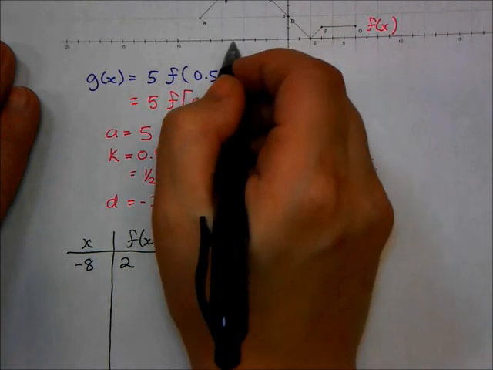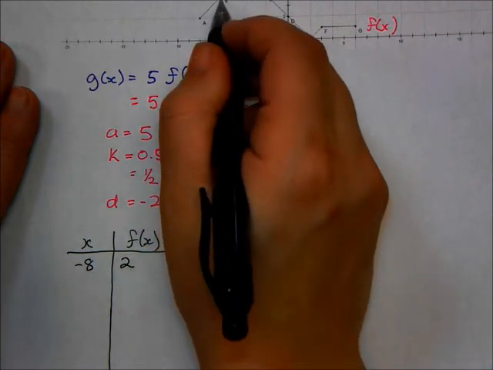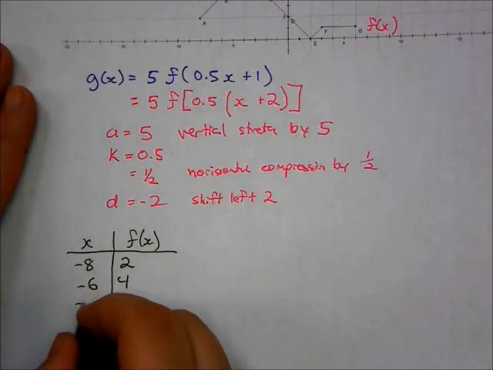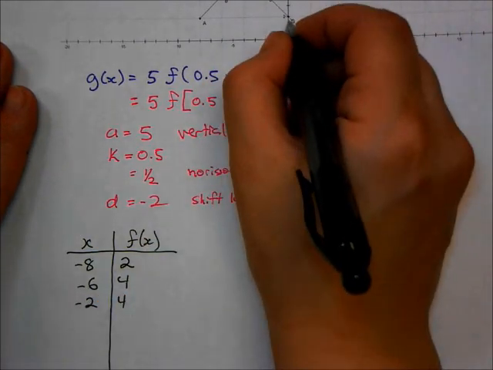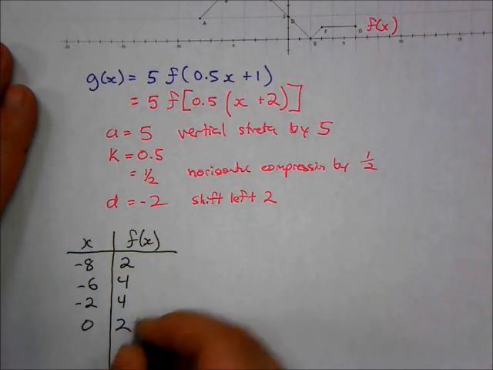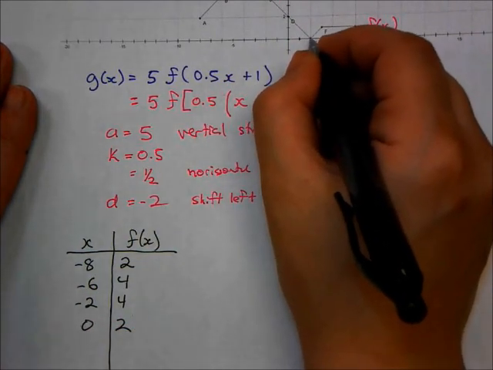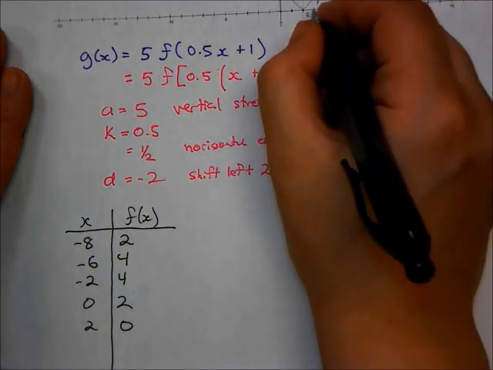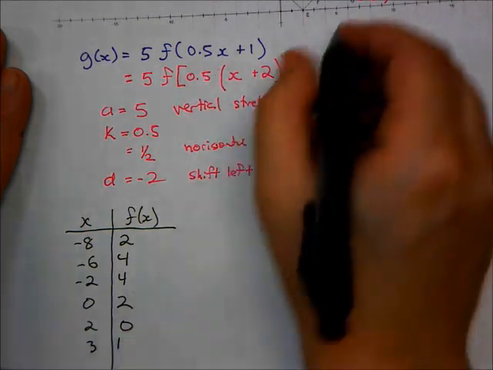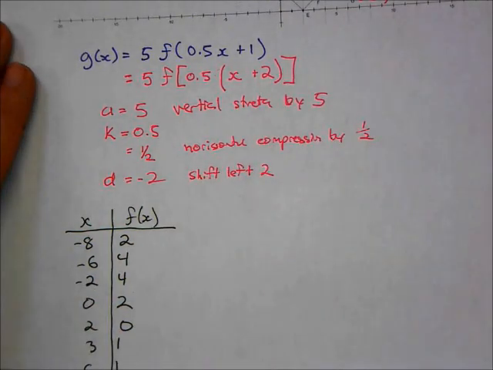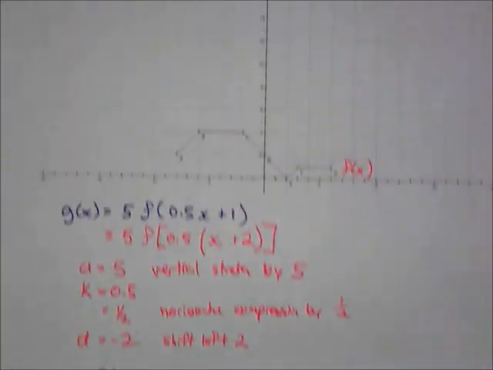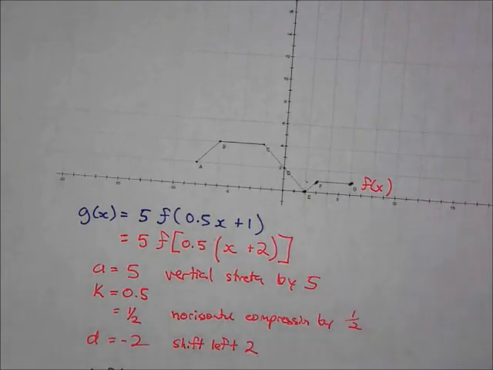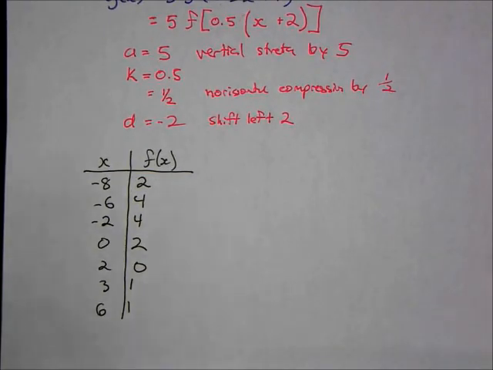My second point is negative 6, 4 is my second. Negative 2, 4. And it goes to 0, 2. Here we have 2, 0. 3, 1. 6, 1. Just go off each of these points, read them off. What's this point? What's that point? According to the axes here. So that's my new base function.